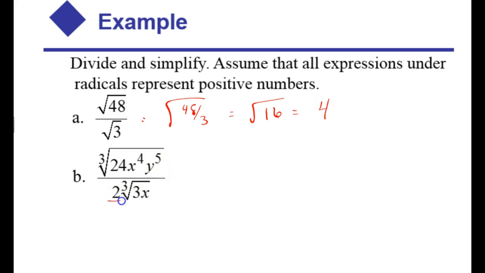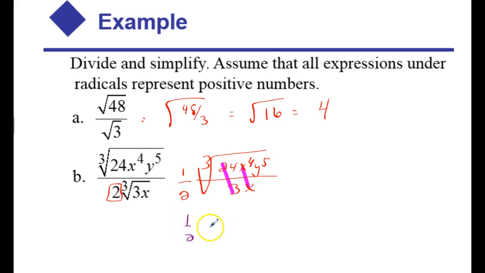Let's do the same thing. This 2 is just going to kind of hang out down there. Maybe you could write it as a 1/2, and then make this the cube root of 24x to the 4th, y to the 5th, divided by 3x. So now I think I can simplify 24 divided by 3 and x divided by x to the 4th, reducing this. So I still have that 1/2 kind of hanging out there. This is the cube root of 24 divided by 3 is 8, x to the 3rd, y to the 5th.